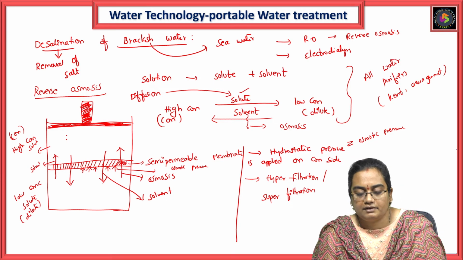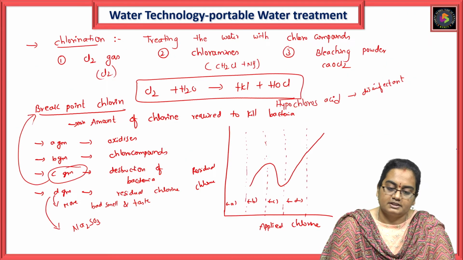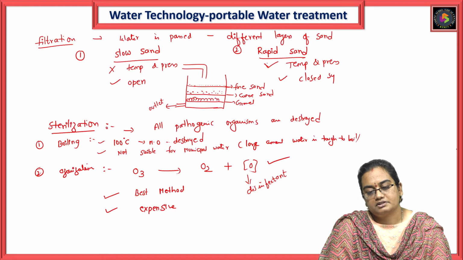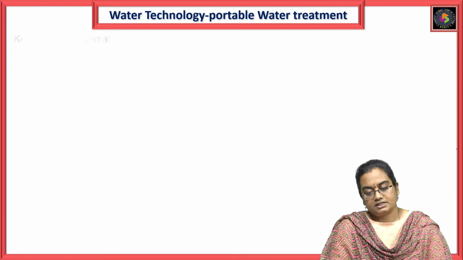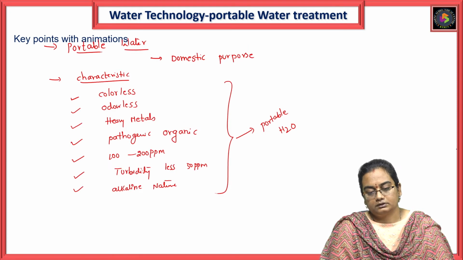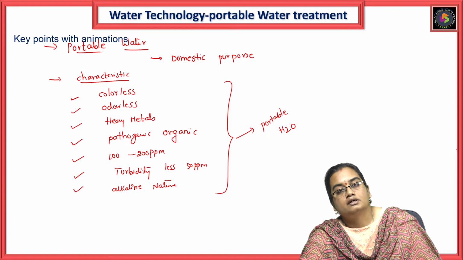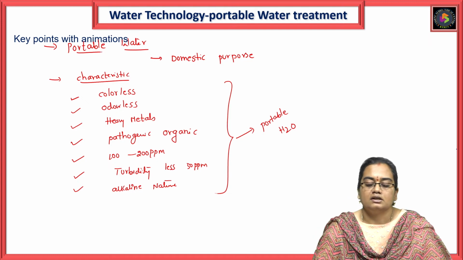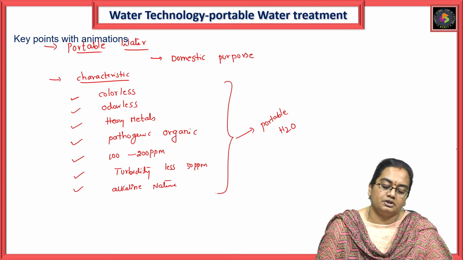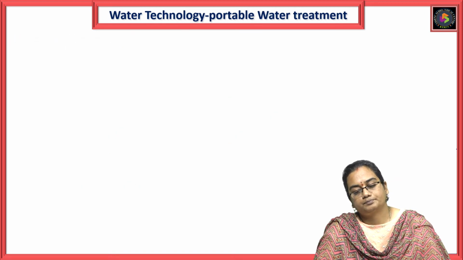Okay, let's have a brief review of the overall topic. So what is our first topic? The first one is potable water treatment. Before that, what is potable water? Water used for domestic purposes is known as potable water. Its characteristics: it should be colorless, odorless, free from heavy metals and pathogenic organisms. It should have low turbidity. It should be alkaline in nature.